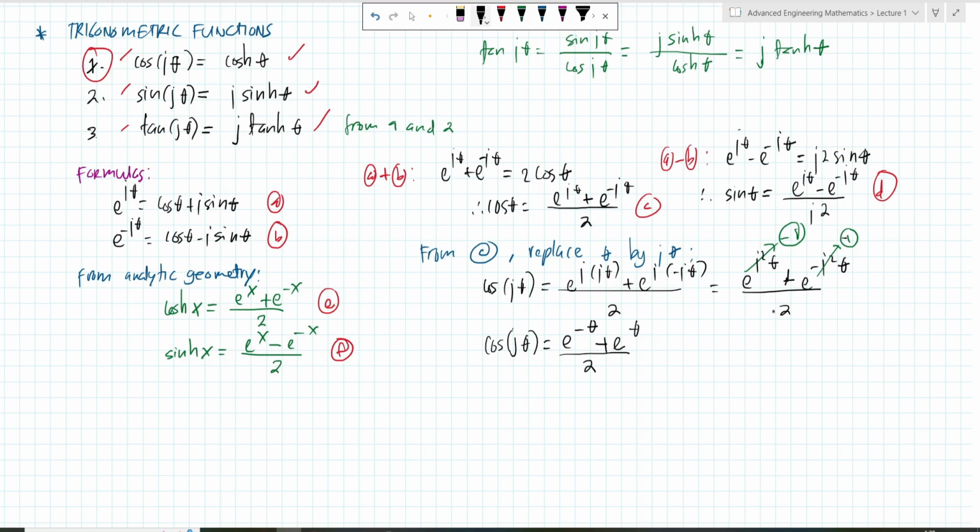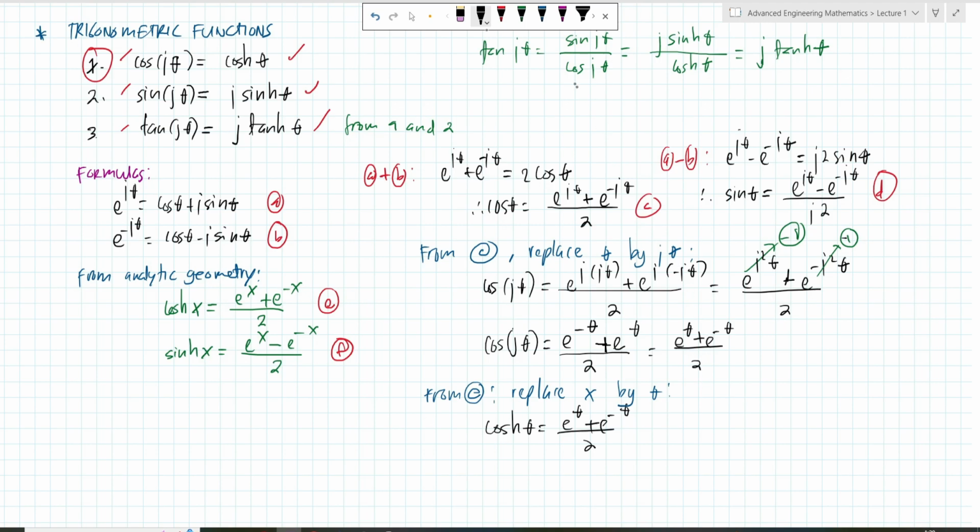What is next? The one with cosine also, equation E. From E, we replace x by theta, because we want only theta in the exponent. So cosine hyperbolic of theta is equal to e raised to theta plus e raised to negative theta over 2. Rewriting, there is no problem if we interchange e^theta and e^(negative theta), since it is a plus: e raised to theta plus e raised to negative theta over 2.